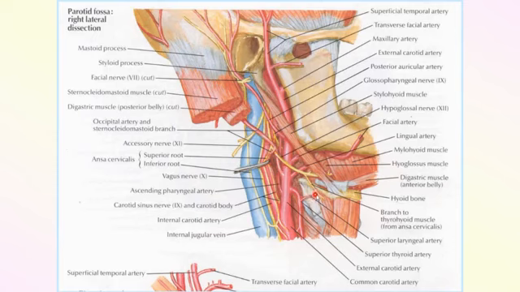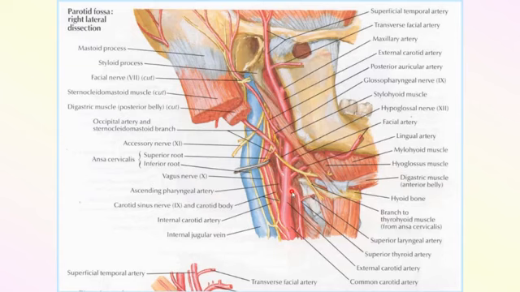So your notes do list off several other branches of the superior thyroid artery, but the one I want you to know most about is the superior laryngeal artery. So you can just read about the other ones. You're not going to be tested on those.